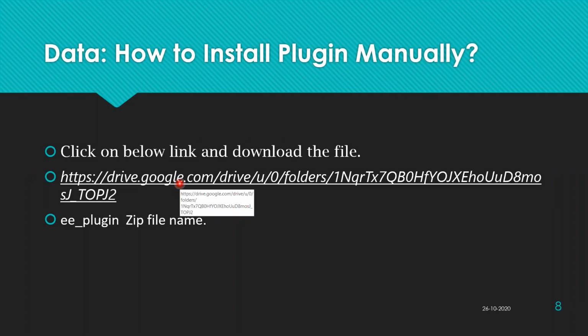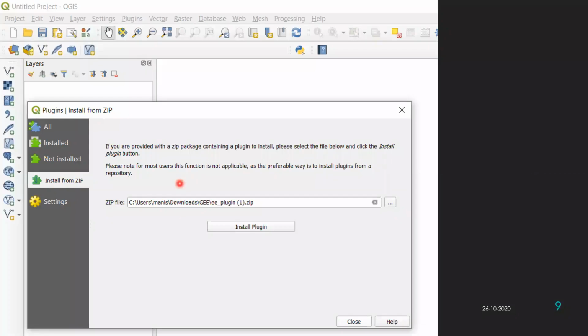Then again, click on Plugins, and the window will appear. Here you have to click on Install from ZIP, because I have the file in zip format. Here you have the zip file uploading. Click on browse, and after browsing, select that zip file, ee_plugin. Upload it here and click on Install Plugin.